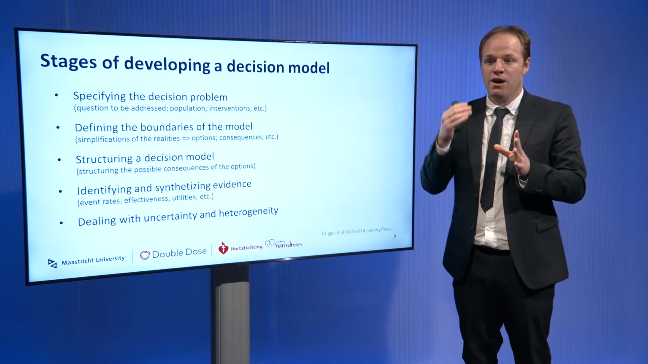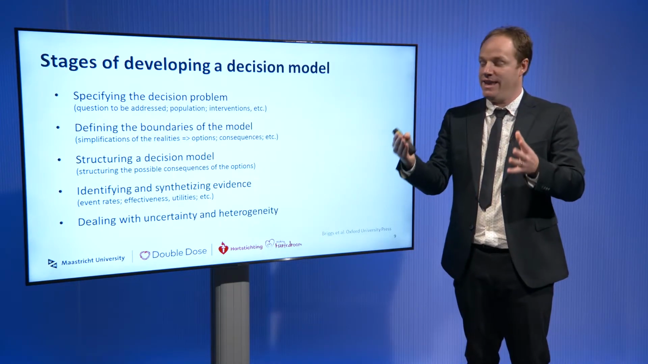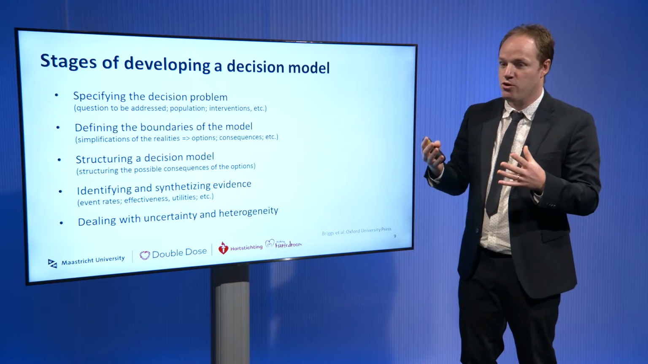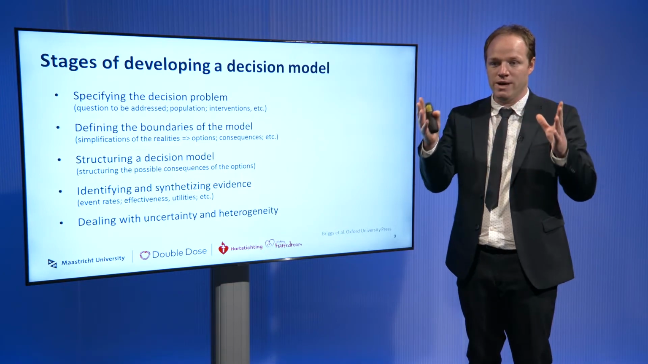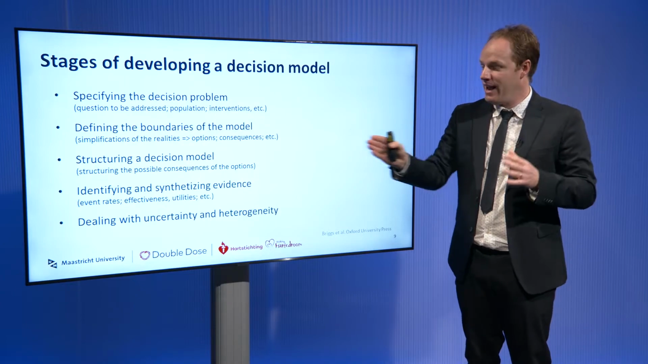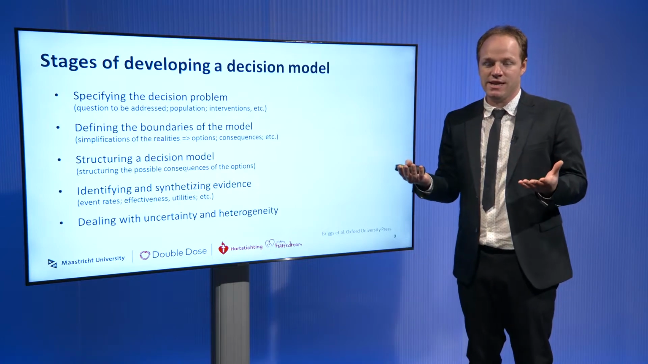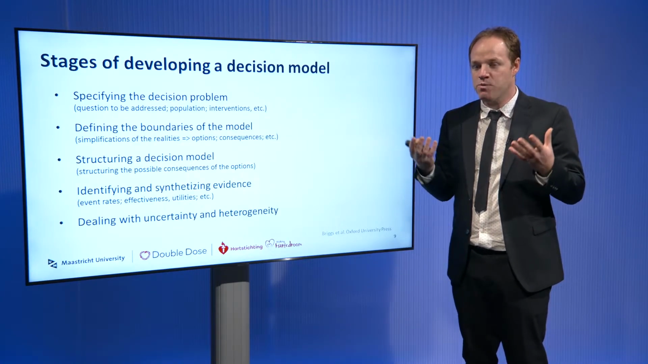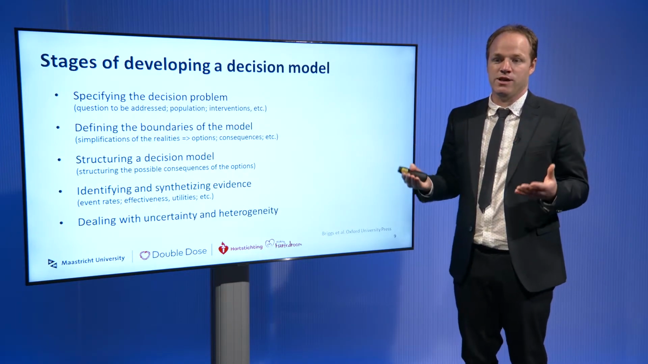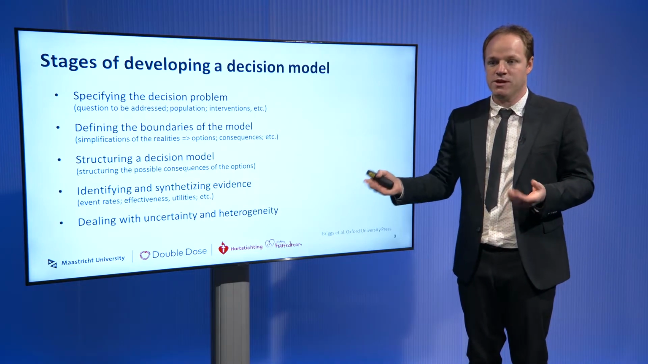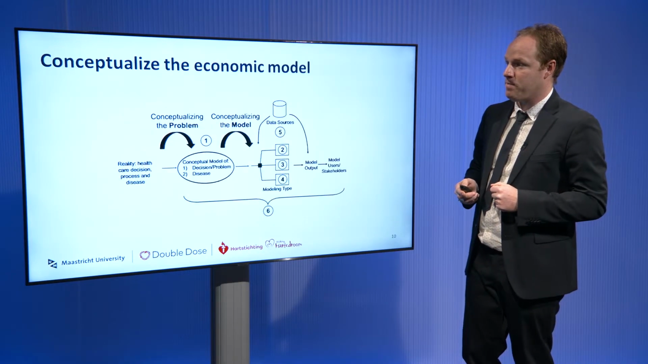Then you should really think, what are the options, what are the consequences, and what are the boundaries of your model? And then the next step is really to structure your decision model. What are the possible consequences? What are the options within your model? You really build up your model. And in parallel, and also later, you really need to identify and to synthesize the evidence. Try to find the best possible data for every parameter, for the event rates, for the effectiveness, for the utilities, and the cost. And the last step is to deal with uncertainty and with heterogeneity with uncertainty analysis.